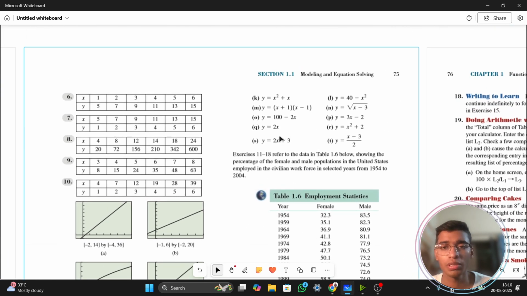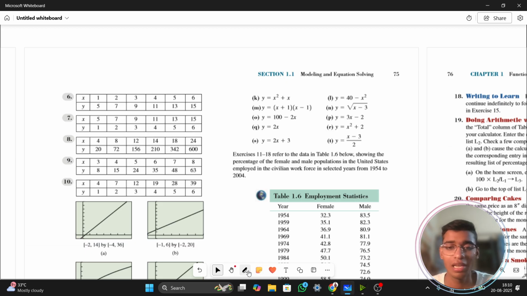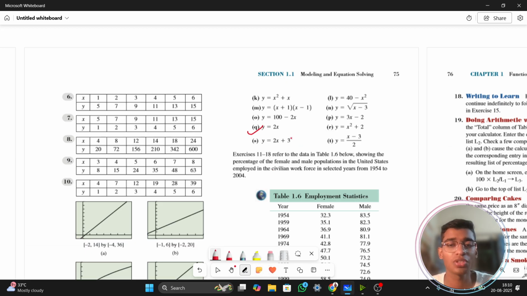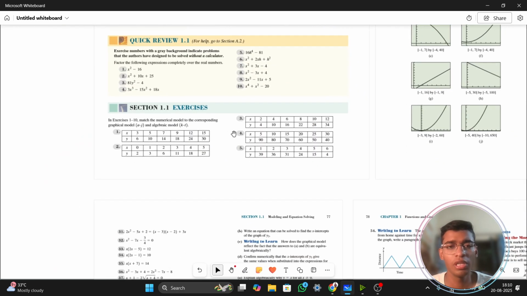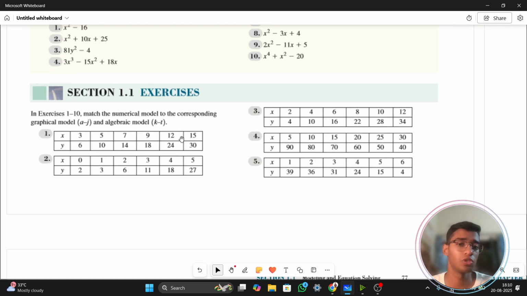Let's see the equation. You can easily see that y equals 2x is already present. So this is the answer for the first question. I hope you understood what methods we are using. Another method was to directly look at the graph. We were able to find out y equals 2x.